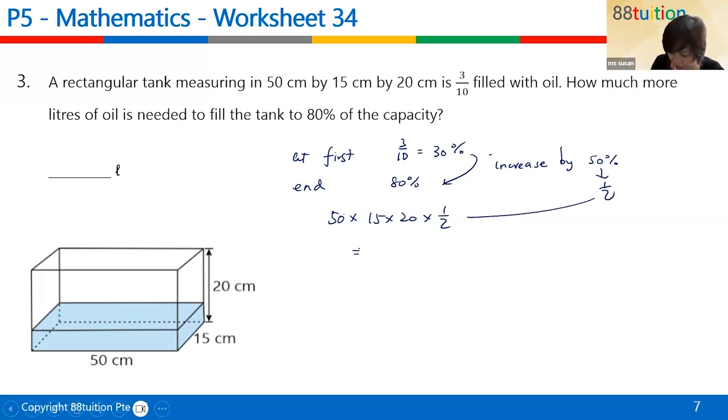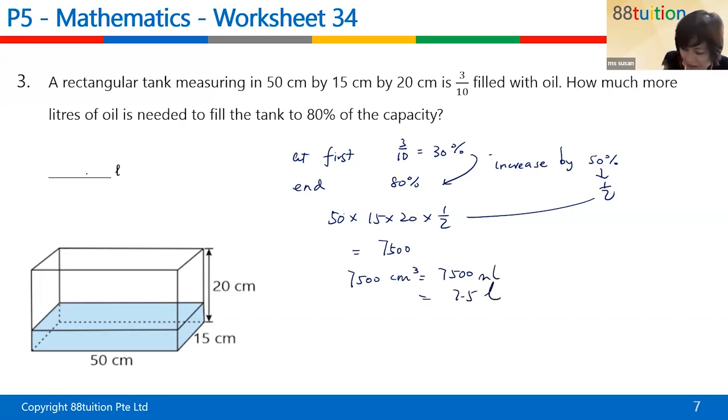So what you get here is 7,500 cm cube. Then 7,500 cm cube. Convert it to ml first, then convert it to liters. 7.5 liters. Okay.